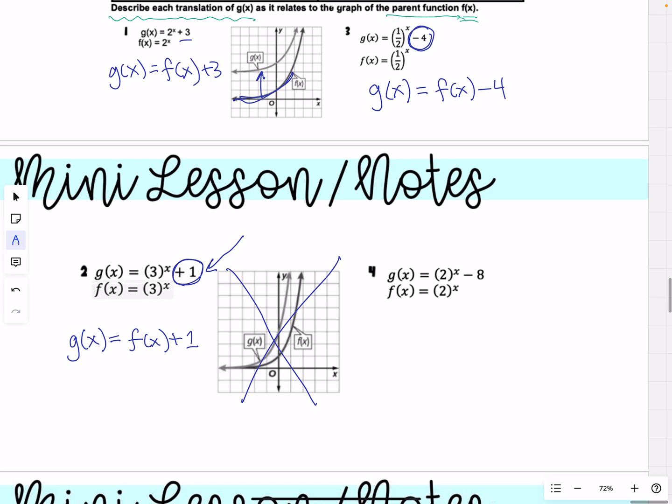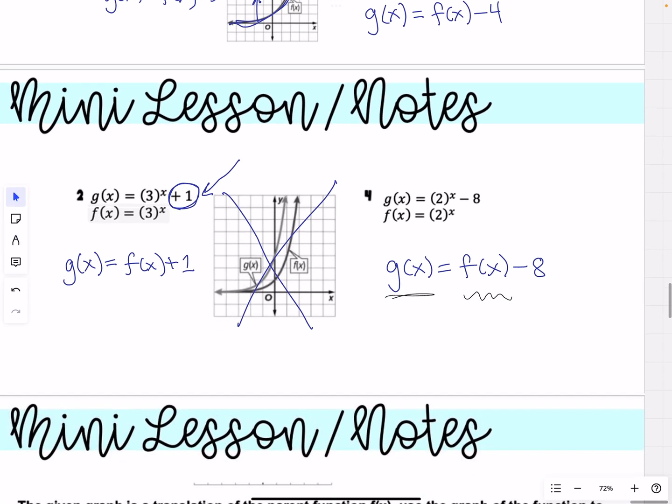All right, give number 4 a try. Can you handle number 4? Give that a shot. All right, you should have ended up here. G of x is equal to f of x minus 8. Always start with the new function. The new function is the old function plus or minus whatever happened there, okay?